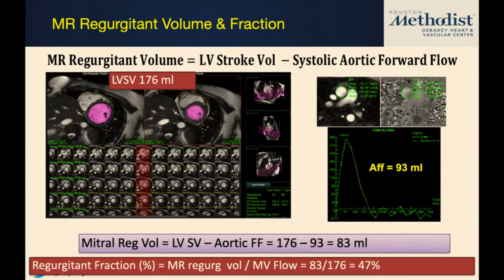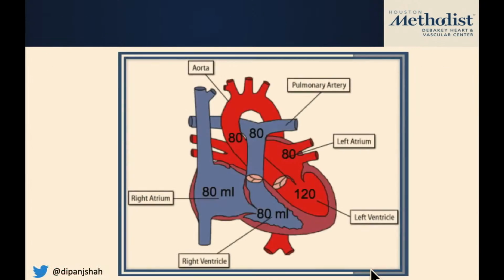of mitral regurgitation. For regurgitant fraction, we take that regurgitant volume and divide it by the LV stroke volume, in the absence of any AI, or a surrogate for the mitral inflow, to determine how much of the forward flow coming across the mitral valve is actually regurgitating backward. In this patient, that came out to close to 50%, a 47% mitral regurgitant fraction.